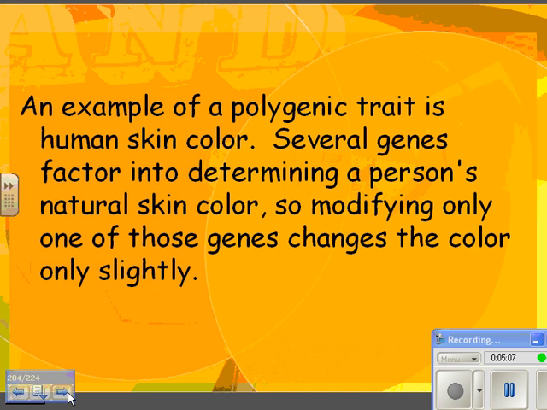So an example of a polygenic trait is human skin color. Several genes factor into determining a person's natural skin color. So modifying only one of these genes changes the color only slightly.